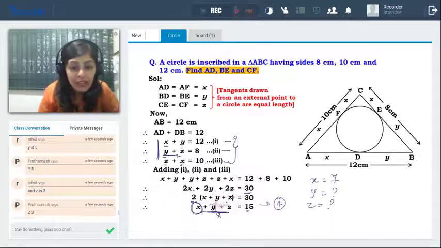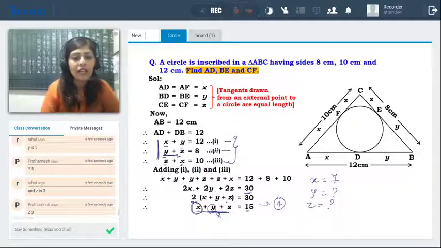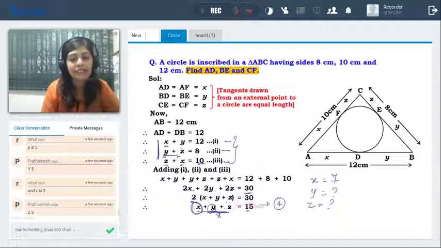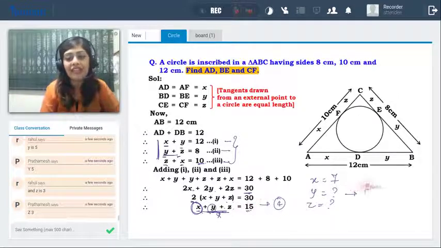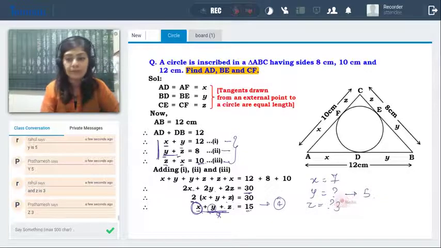So if I need the value of y, I need to substitute for x plus z. What is the value of x plus z? X plus z is 10. So y plus 10 is 15. Y is definitely 5. Remaining 7 plus 5 is 12. You don't even need to substitute. 15 minus 12 is 3.